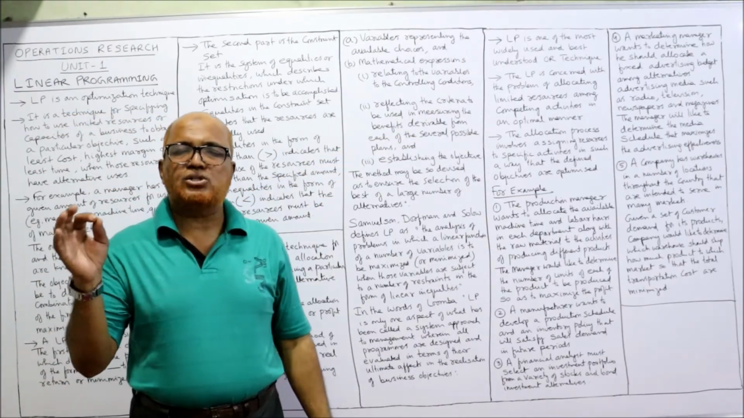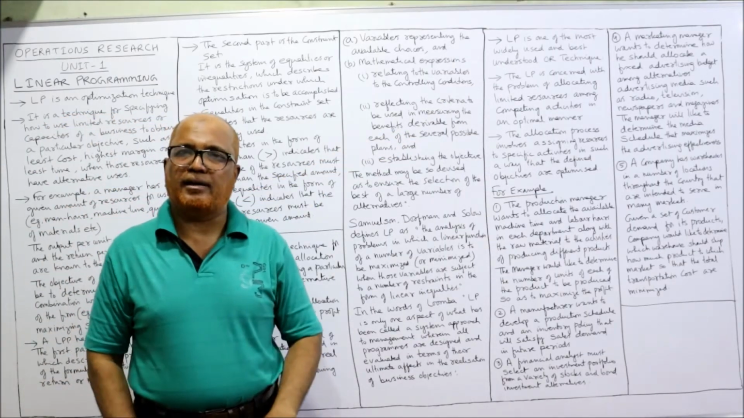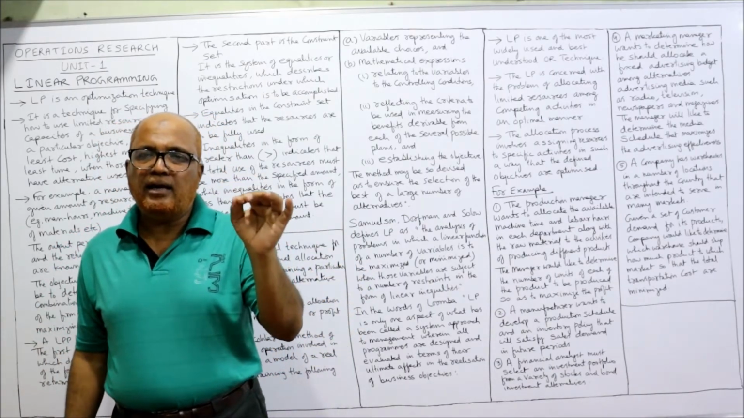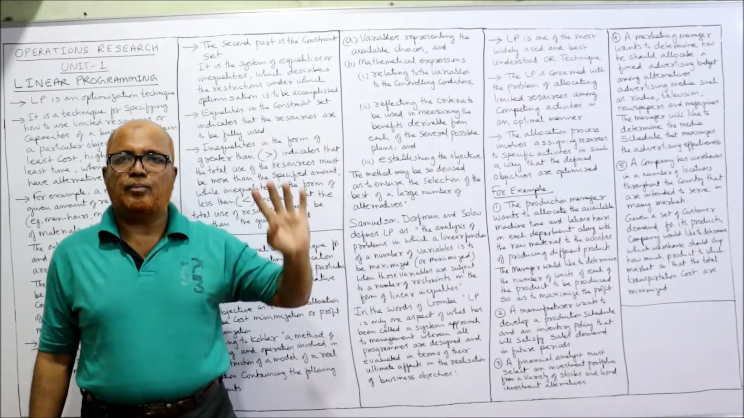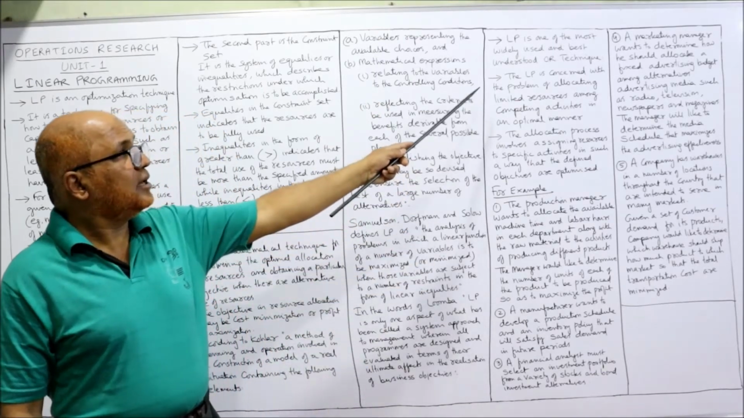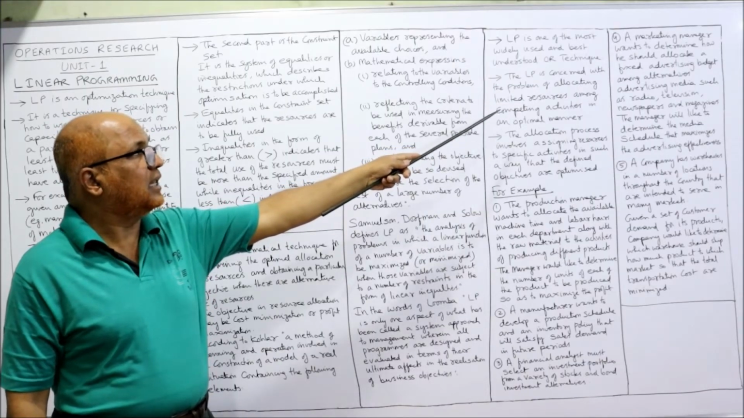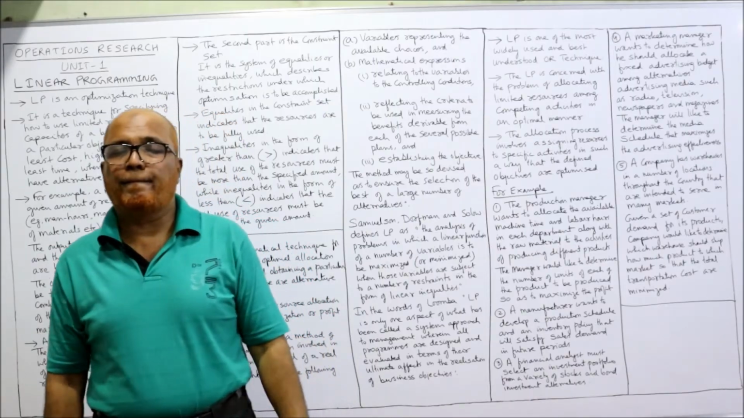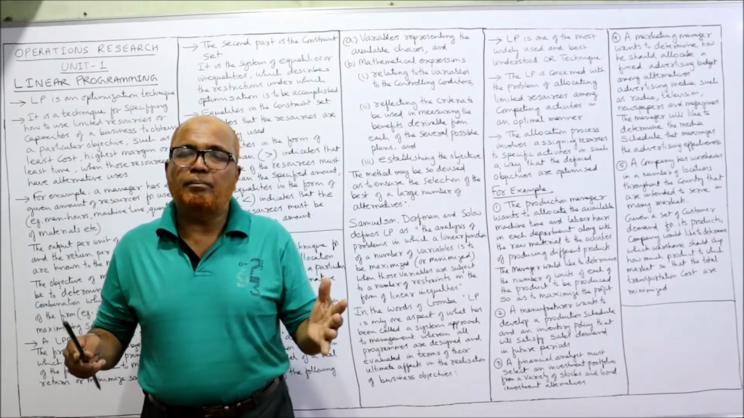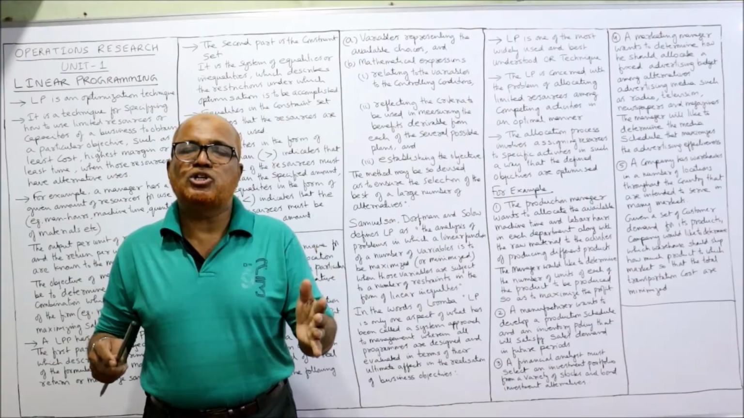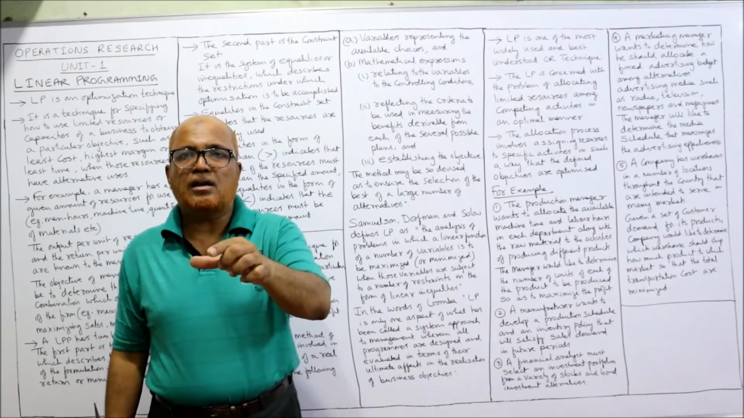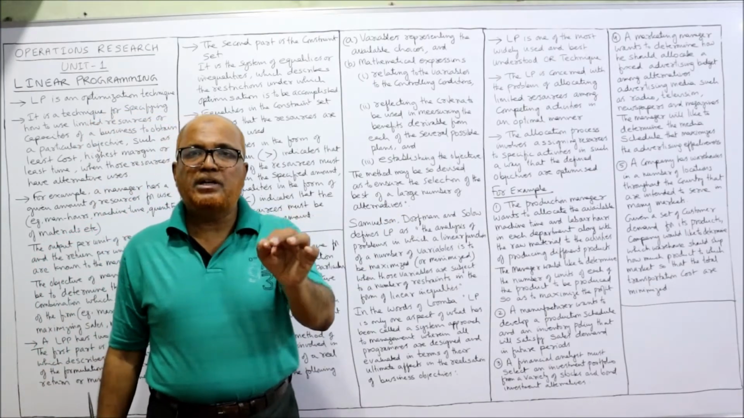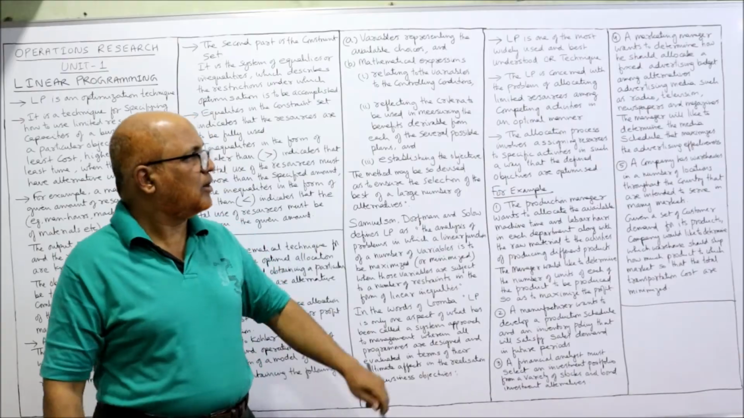Now, the main points of linear programming are: linear programming is one of the most widely used and best understood operations research techniques. In the whole of operations research, the most widely used technique is linear programming. And linear programming is concerned with the problem of allocating limited resources among competitive activities in an optimal manner. We have limited resources: limited material, limited time, limited machine hours, limited labor hours. All these are limited. How to allocate these resources in an optimal manner so that we can achieve the objectives.